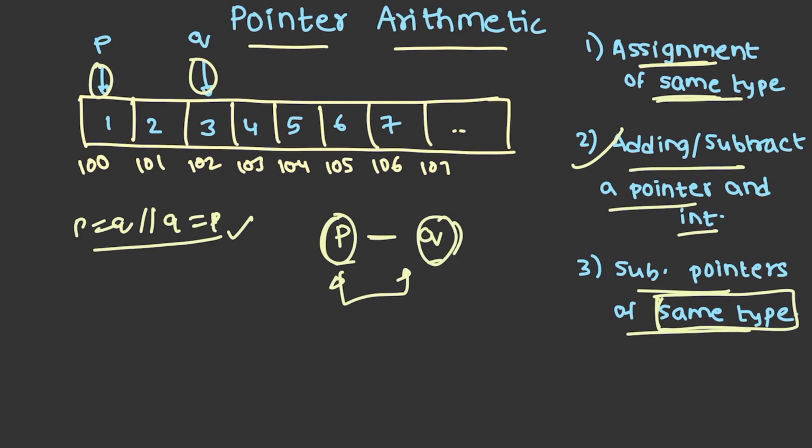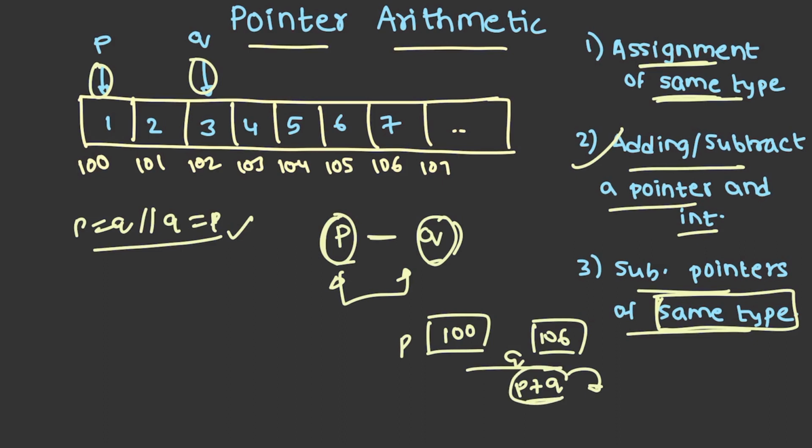It doesn't make any sense, right? Suppose, for example, p has a location of 100 and q has a location of 106. If you try to add them, it will move to some random location, and if you try to access the value at this location, it will be garbage. Same in the case of multiplication, it makes it even worse. But subtraction actually gives the number of values that are between them.